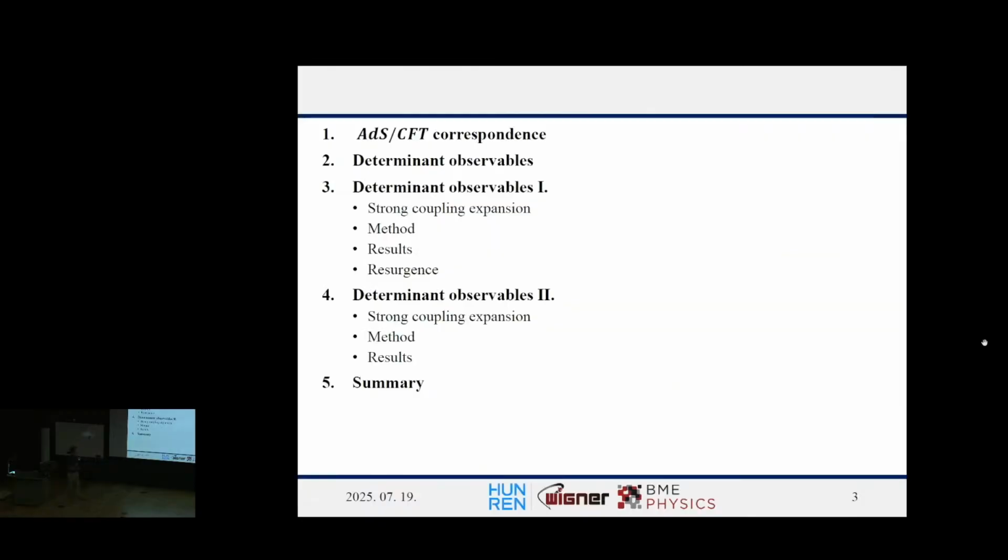What I'm going to talk about in the next 30 minutes is first I introduce a bit the AdS/CFT correspondence, or more like its parameter space, to be more able to understand what our results are. I'm pretty sure that most of you are familiar with the AdS/CFT correspondence. But anyway, after that, I will talk about these so-called determinant observables, first in general, and after that I separate them into two different classes based on three papers from the last year.